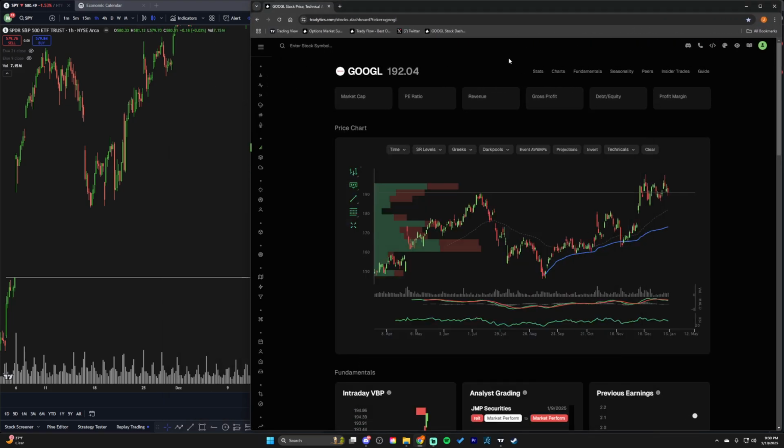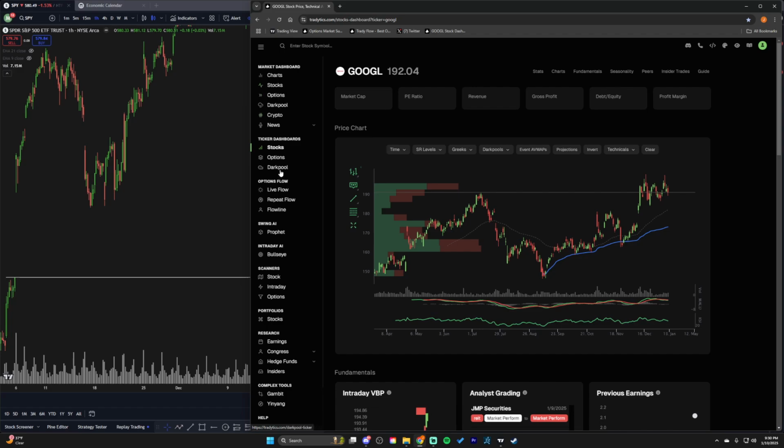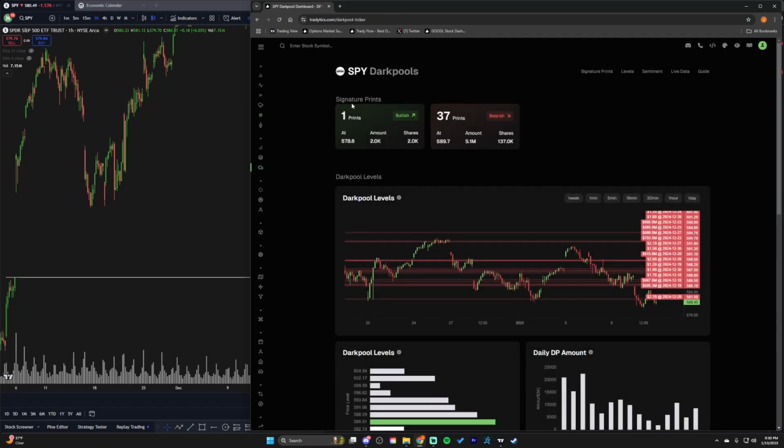Let me get off of this. Let's go here. Dark pool. You guys know that I've already pointed out they're lining up sell orders. There's 37 prints right now. Once the market closes, we really don't have an eye on this because we don't have data hitting the exchange anymore. But 589.7, it's 5.1 million currently at 137 shares. Just something to note. So they are lining up their sell orders here.